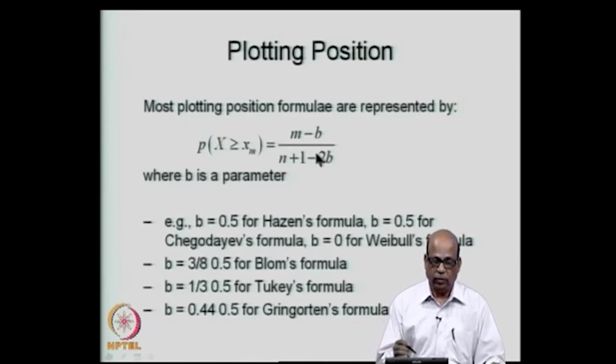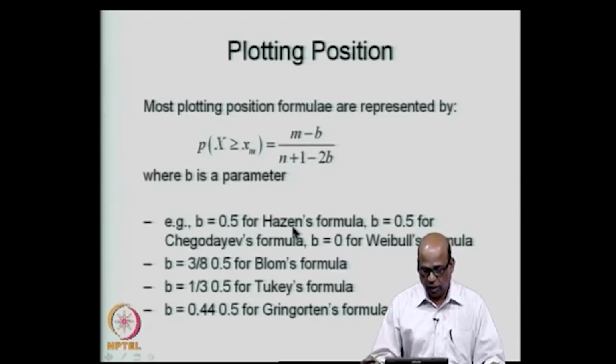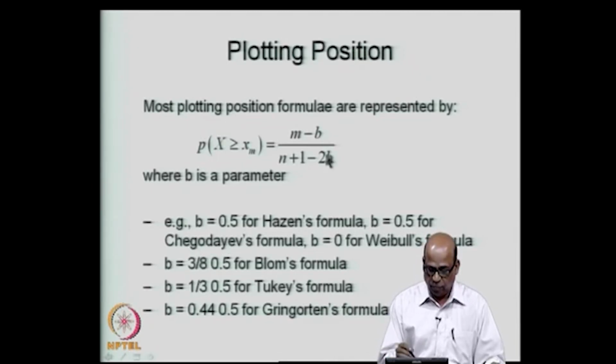For example, you take Hazen's formula, b is equal to 0.5. So, m minus 0.5 divided by n plus 1 minus 2 into 0.5, which goes away. So, m minus 0.5 by n, that is what leads to Hazen's formula. Then b is equal to 0.5 again for Chegodayev's formula, and for Weibull's formula you put b equal to 0, it is m divided by n plus 1 minus 0. So, m divided by n plus 1.